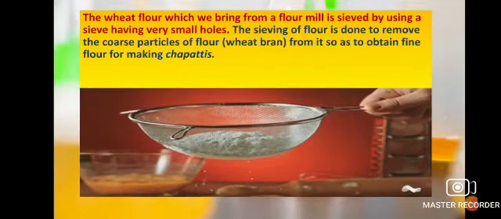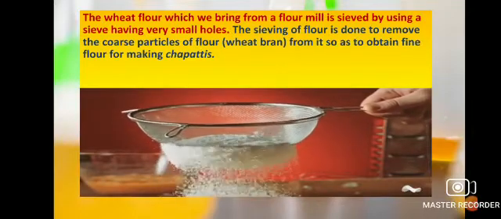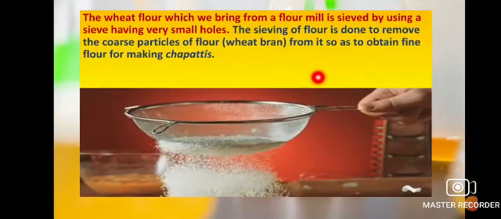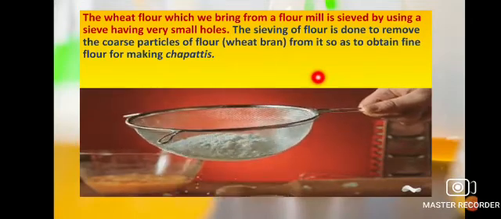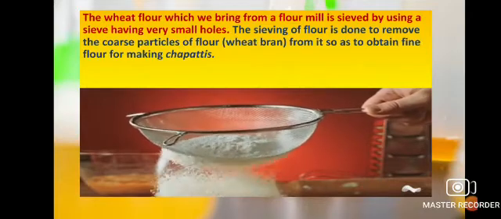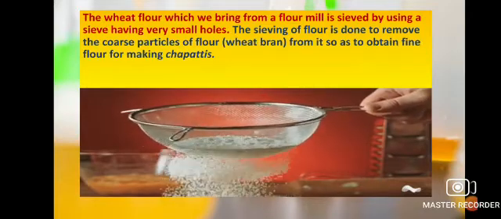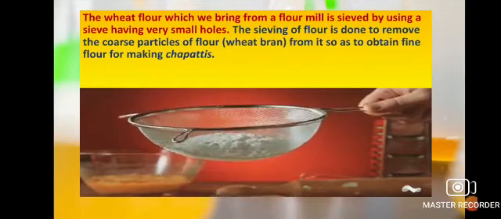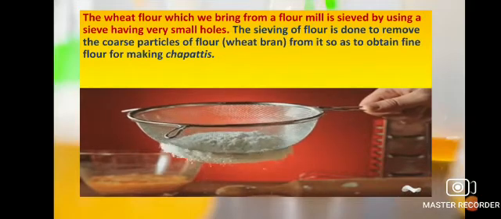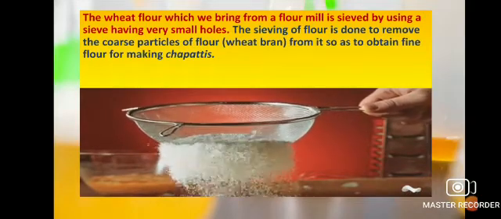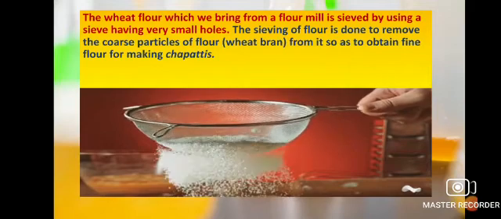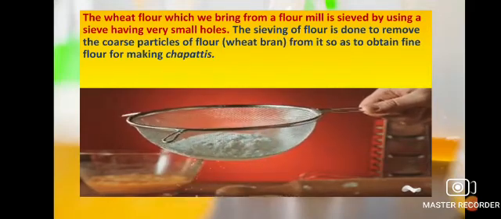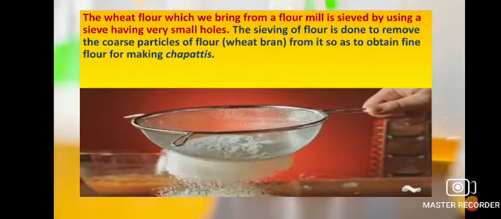Okay, now when the wheat flour is put in a sieve and the sieve is moved back and forth repeatedly, what happens? The fine particles of the flour pass down through the small holes, as you can see in this video. They are collected in a vessel kept below, and the bigger particles of wheat bran do not pass through the small holes of the sieve. What happens? They remain behind the sieve. Alright, so in this way the wheat flour is separated into wheat bran and fine flour.